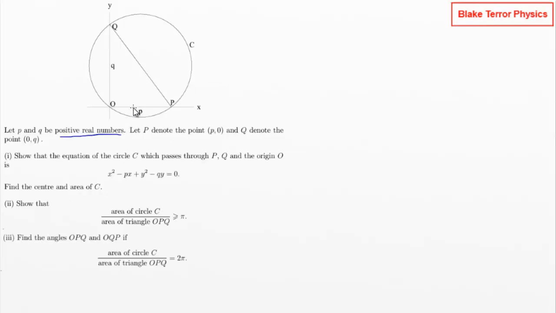Let's see then. So this QP, well, it's got to be a diameter because we've got a right angle in what will then be a semicircle. So we've got PQ is a diameter. So that's going to give us then the centre of the circle. Therefore, centre is going to be halfway along the diameter. So halfway along P, halfway along Q. So the centre is going to be at P over 2, Q over 2. So that's covered that bit.